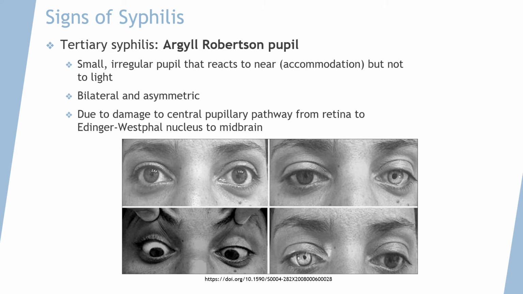Argyll-Robertson pupil occurs bilaterally but asymmetrically, and this is due to damage to the central pupillary pathway, which extends between the retina and the midbrain, passing through the Edinger-Westphal nucleus.